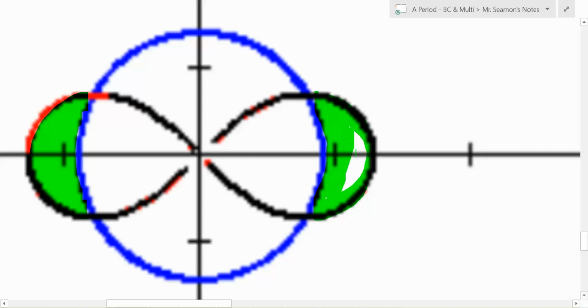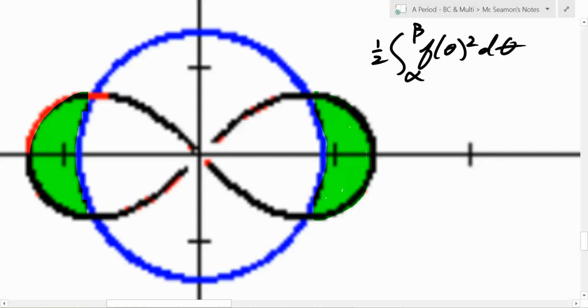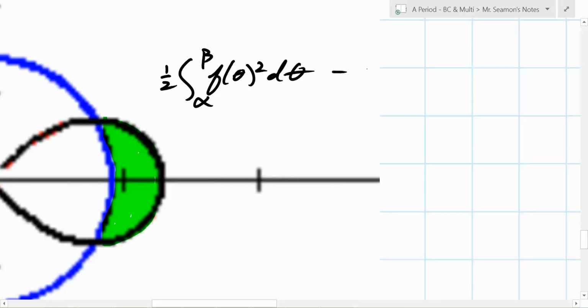So when you do this, you need to use the formula for area in polar land, and that's going to be 1/2, integral from alpha to beta, of f of theta squared d theta. The challenge is you have an outer one, and then you subtract the inner one. So you have 2 integrals here. You have the inner one and the outer one. So if that's the outer one, you're subtracting the inner one. I'm just going to write it twice. So what's the easy one?